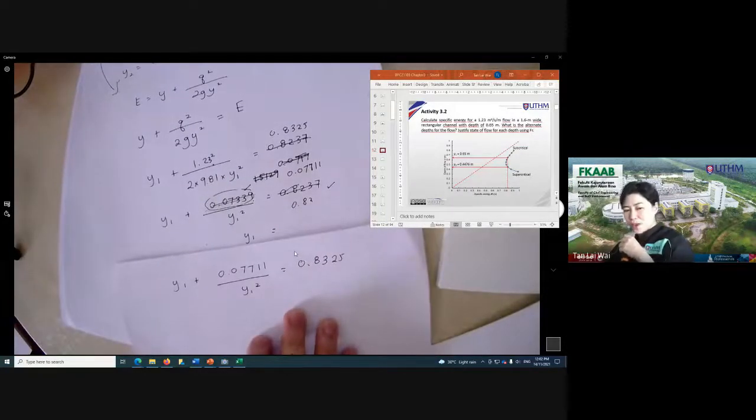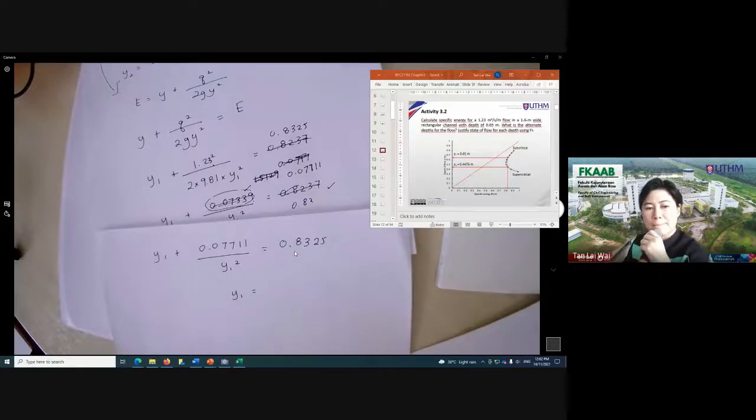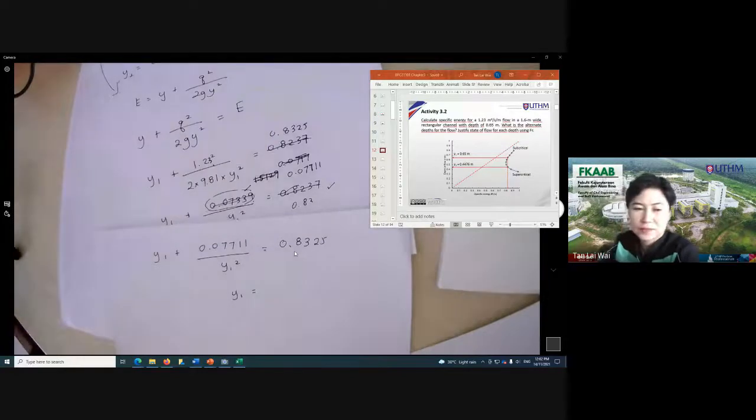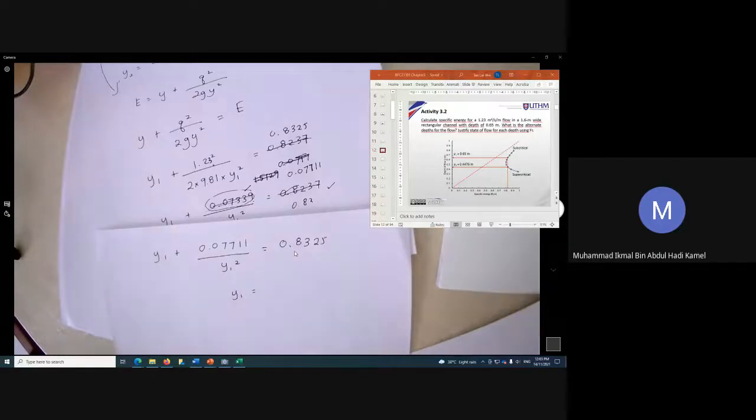Okay, can you help me find y1? You should get around 0.4 something. 0.4476.